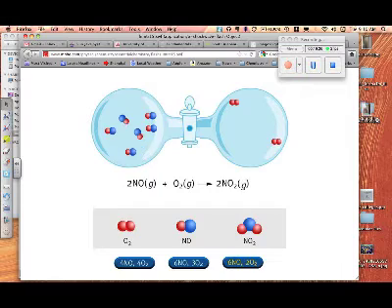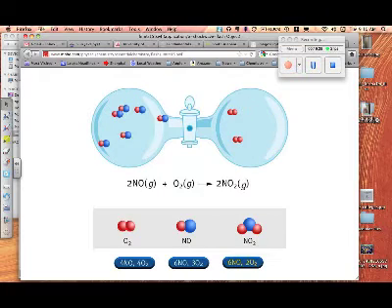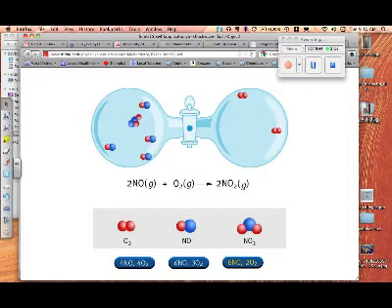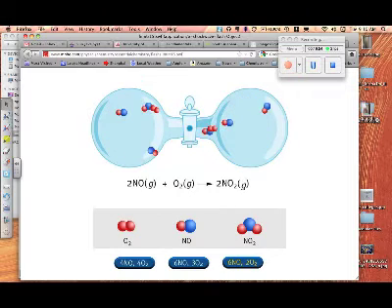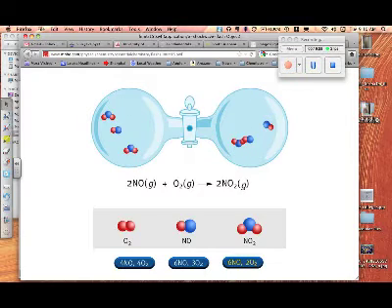Nitric oxide and oxygen gas are reacted in a 3 to 1 mole ratio. There are 6 molecules of NO in the left bulb and 2 molecules of O2 in the right bulb. The valve separating the bulbs is opened, allowing the gases to mix. The reaction occurring is 2NO plus O2, producing 2NO2. 2 molecules of O2 are reacting with 6 molecules of NO. The 2 molecules of O2 only require 4 molecules of NO for reaction. Note the 1 to 2 mole ratio in the balanced equation. Therefore, 2 NO molecules remain after the reaction.